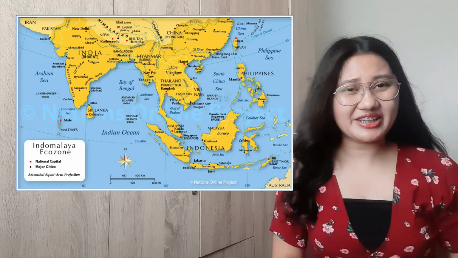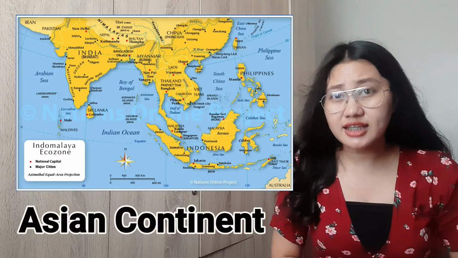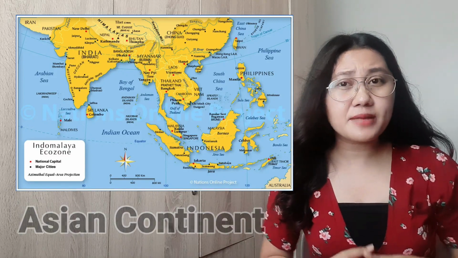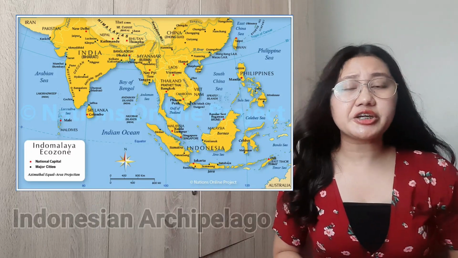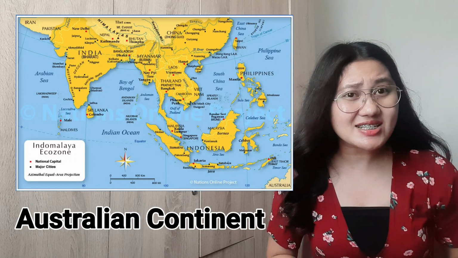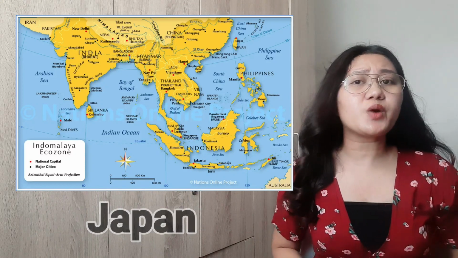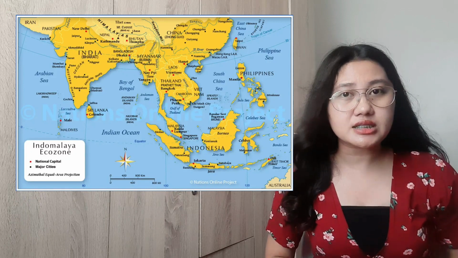Okay, very good. So as you can see from this map, you can see the Asian continent. So we have Malaysia, the Taiwan, the Indonesian archipelago, the Australian continent, and also Japan. So those are some of the land masses that surround the Philippines.